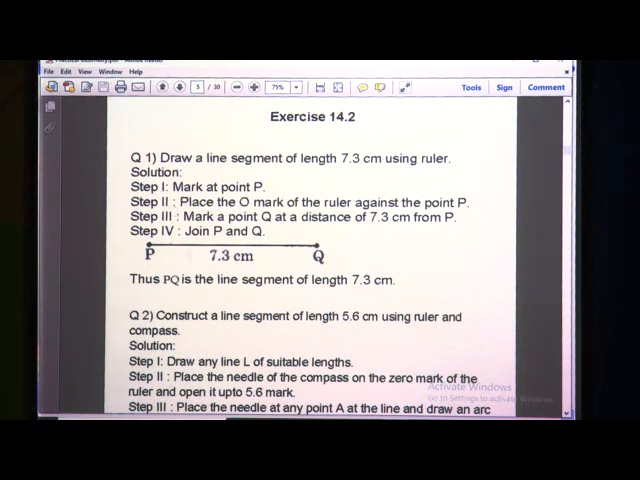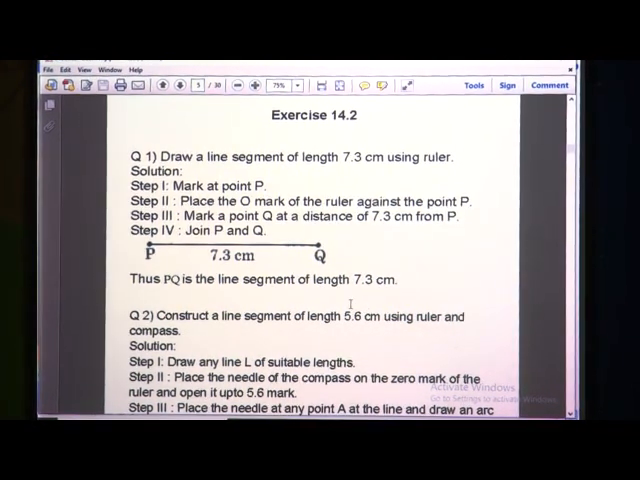So, let us see once again the steps. Step 1, mark a point P. We have just marked the point P. Step 2, place the 0 mark of the ruler against the point P. We have taken a ruler, measured 7.3 centimeters and placed the pointer on point P, and then we have marked Q at a distance of 7.3 centimeters. Then we have joined P and Q. Thus, PQ is the line segment of length 7.3 centimeters.